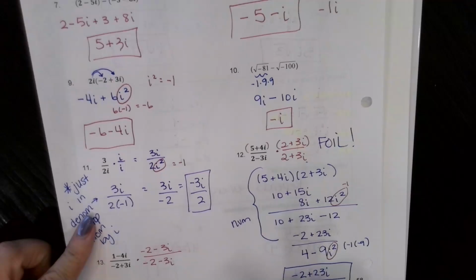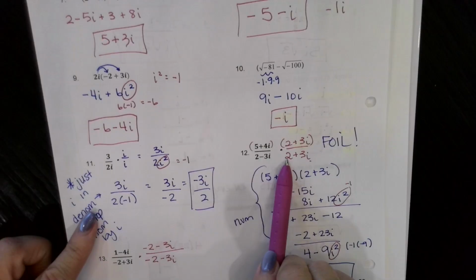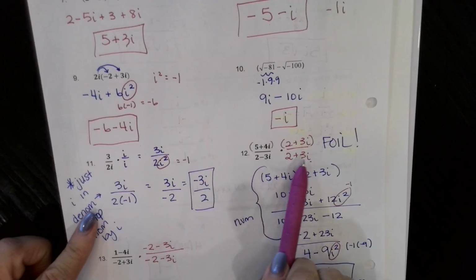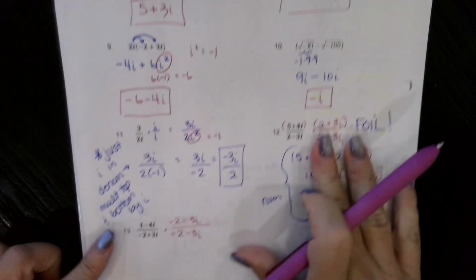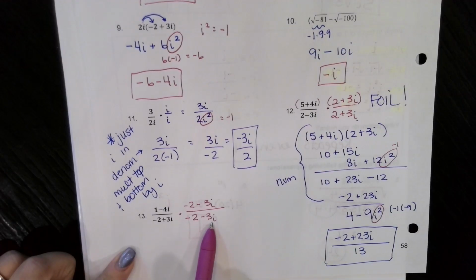Okay, think about what we did over here. The 2 stayed the same in both cases. The only thing that changed is we went from a negative 3i to a positive 3i. So over here, even though this is negative, that doesn't change. The only thing that changes is the imaginary part. So I'm going to pause this video. I'm going to work it out. You do the same and then come back and check your answer.